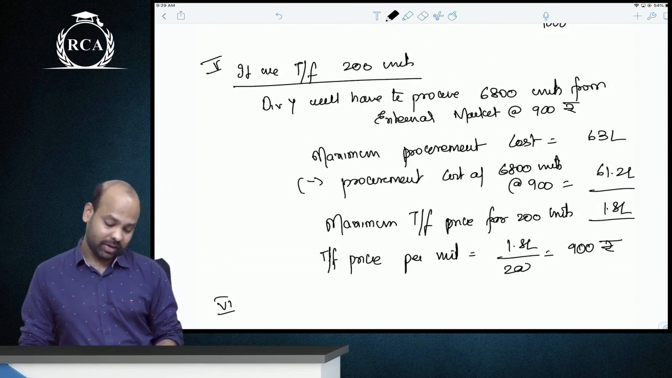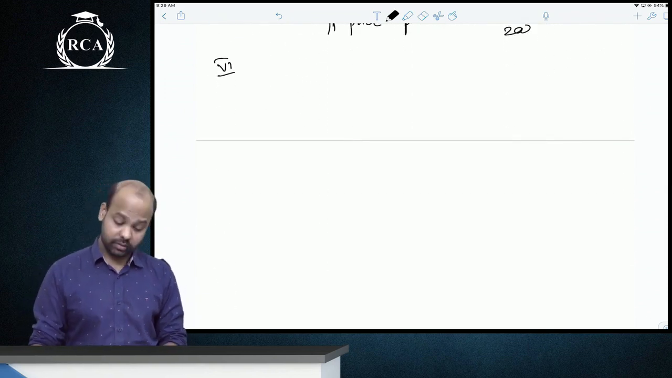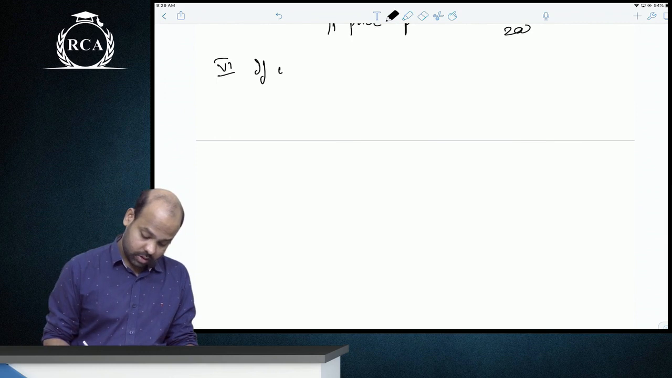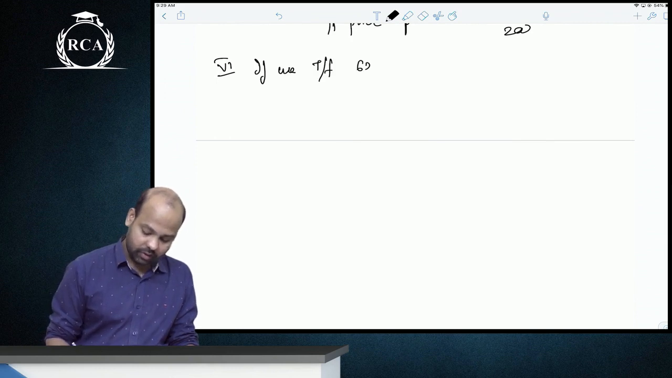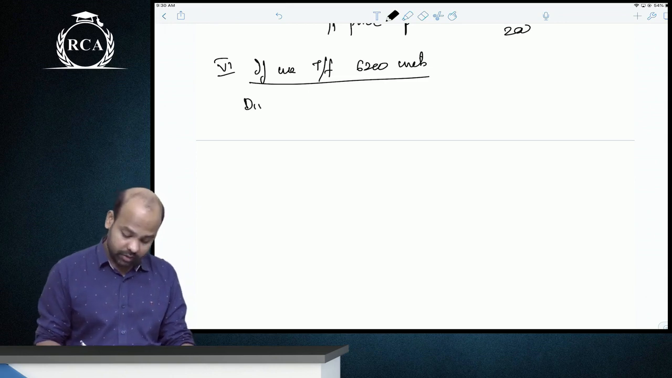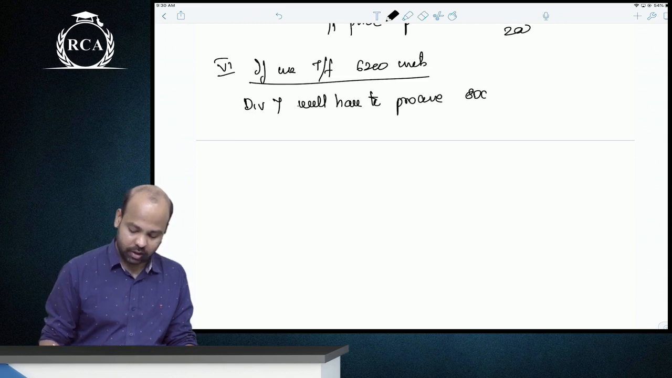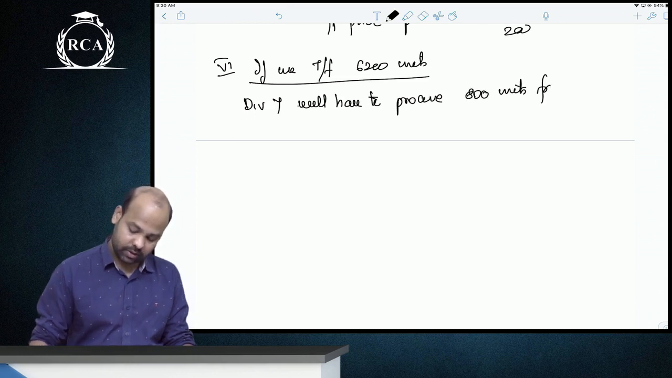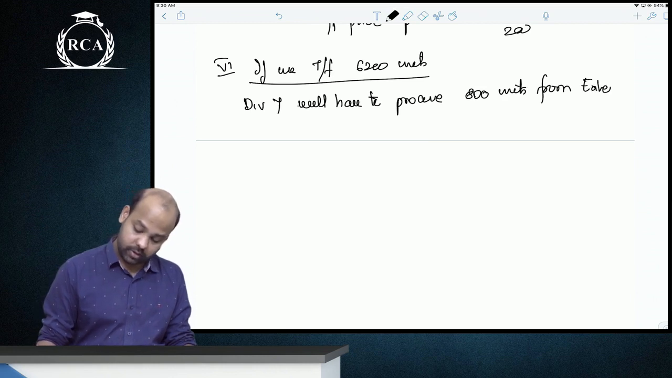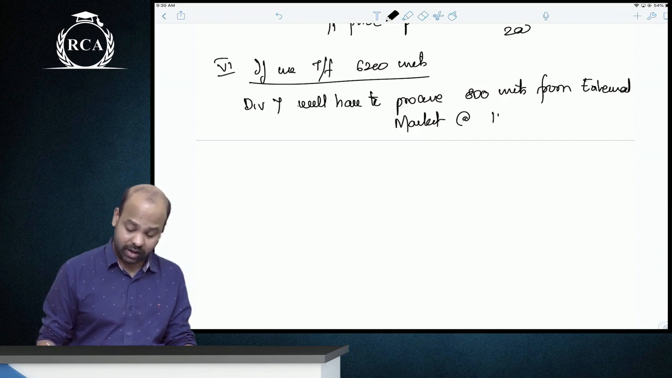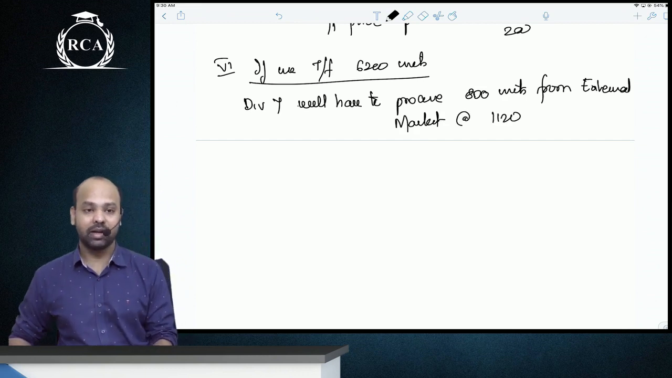Now, guys, sixth bit. If we transfer 6,200 units, division Y will have to procure 800 units from the external market at 1120 rupees.